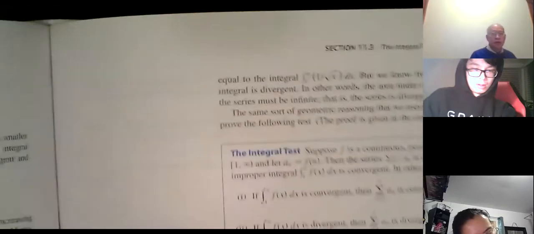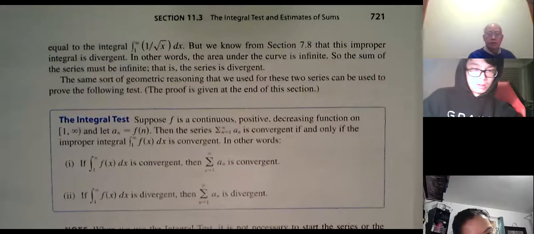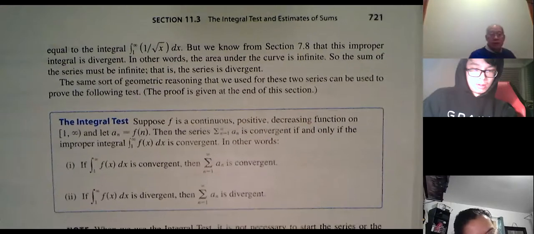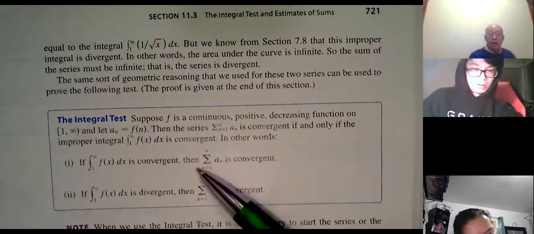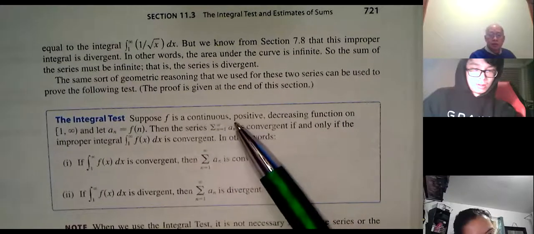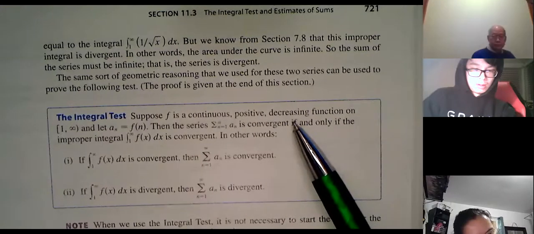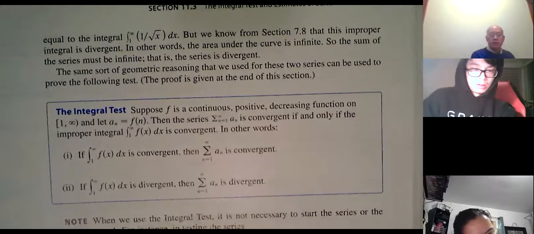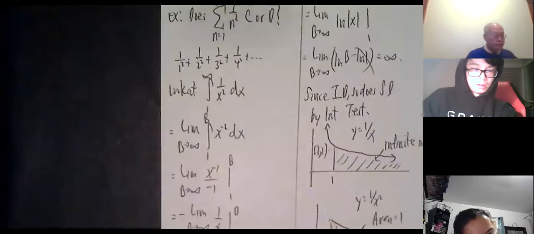Okay, so this is the integral test. If you want to put this on your cheat sheet, page 721, I can give you my shortcut variety. If the integral converges, you have to have continuous, positive, decreasing. I'll give you my abbreviation for that. If the integral converges, the series converges. If the integral diverges, the series diverges. Let me show you my abbreviation, and then we'll break.